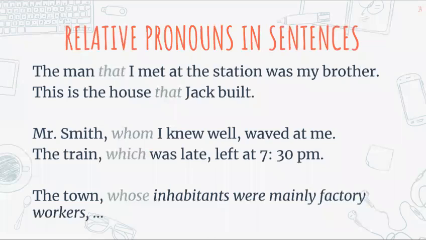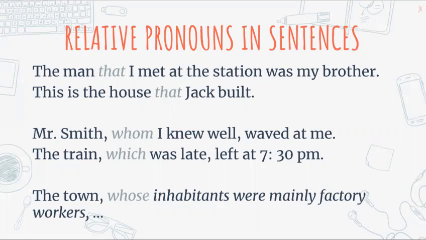So the man that I met at the station was my brother. And again, we know that "that" can be used for both people, animals, and things and places. This is a house that Jack built. So we see it's used for a person, the man, and also a thing, the house.